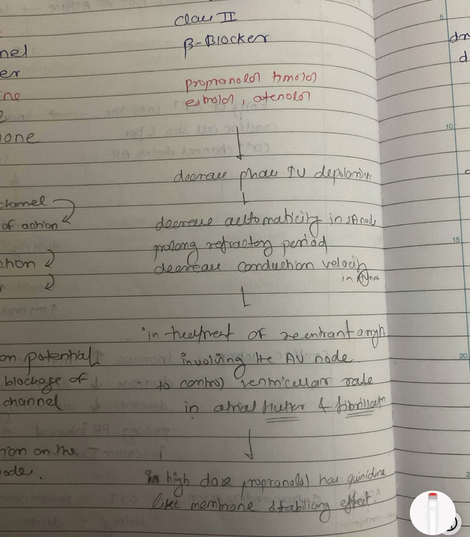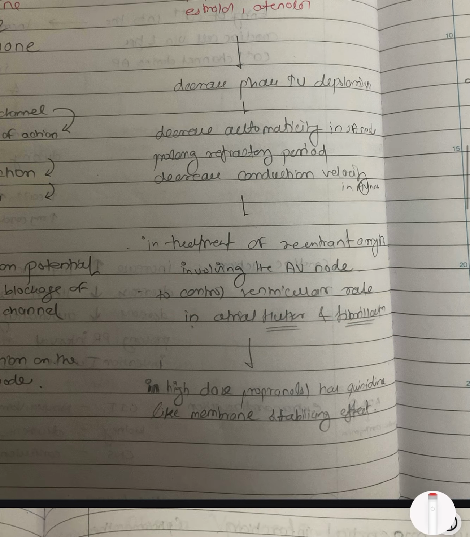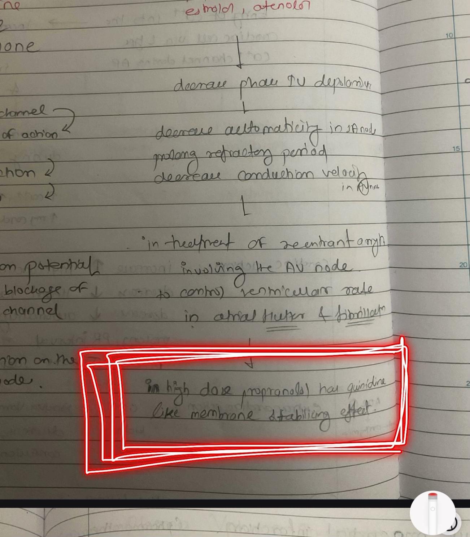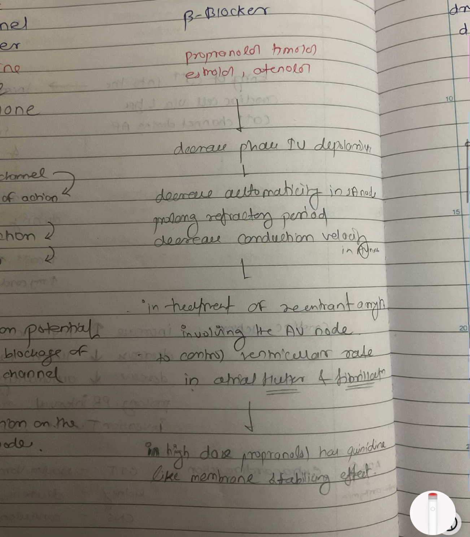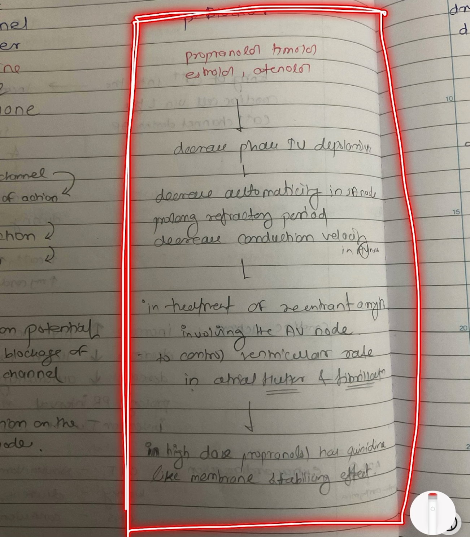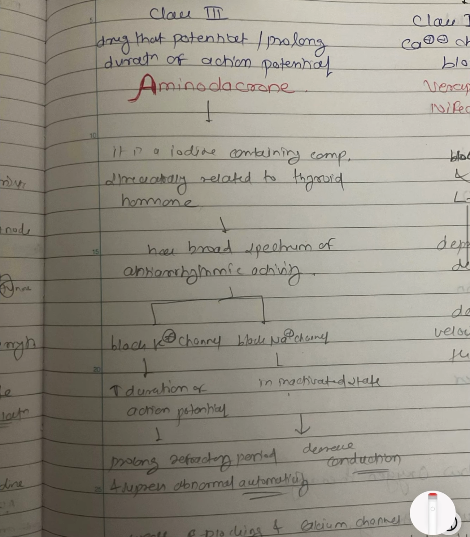That's our aim. So this beta blocker is used in the treatment of re-entrant arrhythmia involving the SA node or to control the ventricular rate in atrial flutter and fibrillation like conditions. The last one, sometimes an MCQ can be asked from this line, that is in high dose propranolol has a quinidine-like membrane stabilizing effect. Not related to the mechanism of action, but it is important and sometimes asked in an MCQ. So this is about the beta blockers, mechanism of action, uses and important facts.